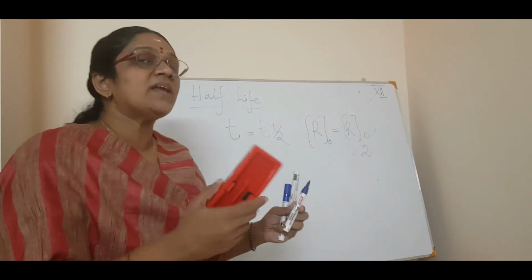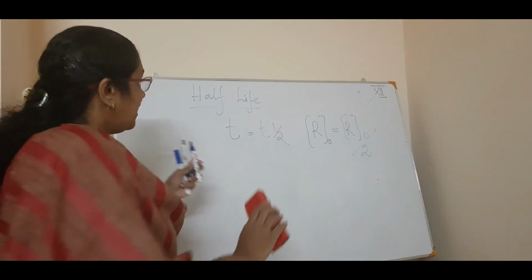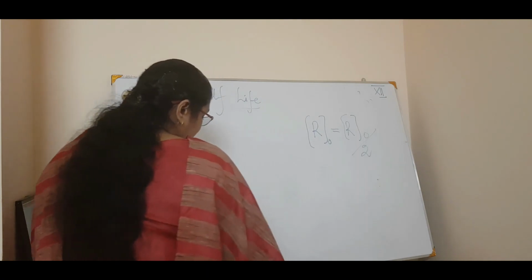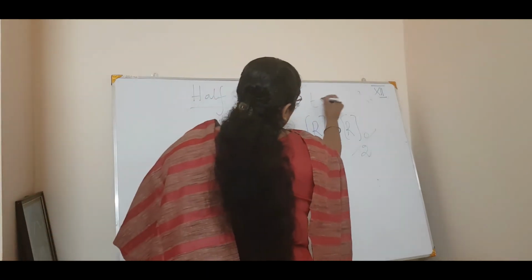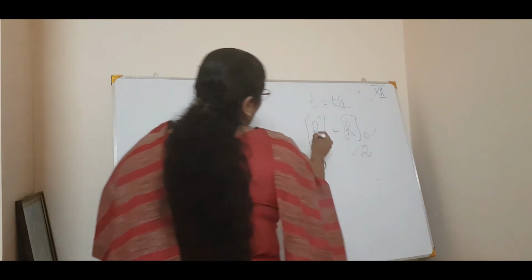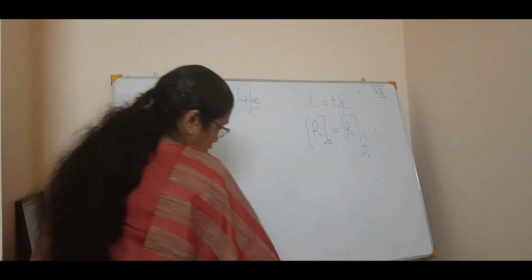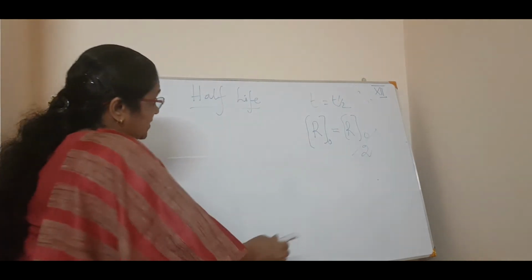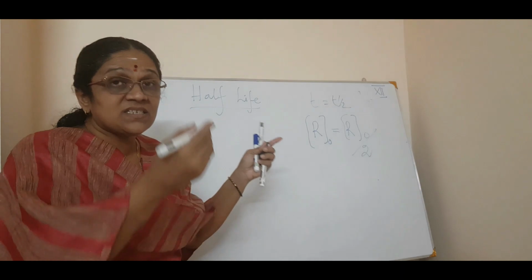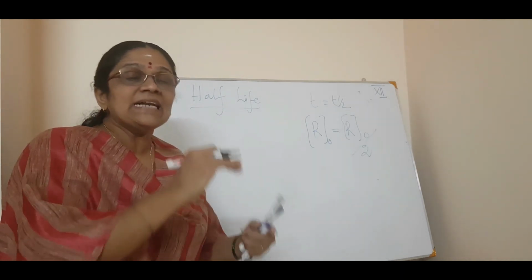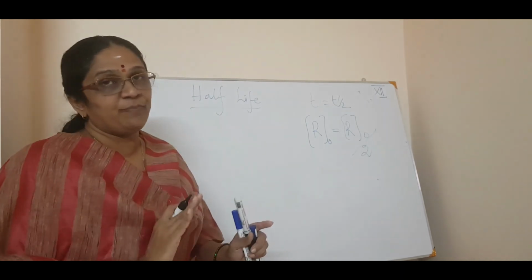Just substitute in the rate equation, that is it. Now we will see how the equation goes. You know, right? t is equal to t-half. Now R is equal to R0 by 2. So if the concentration of the reactant is reduced to half, that time is called the half-life period.